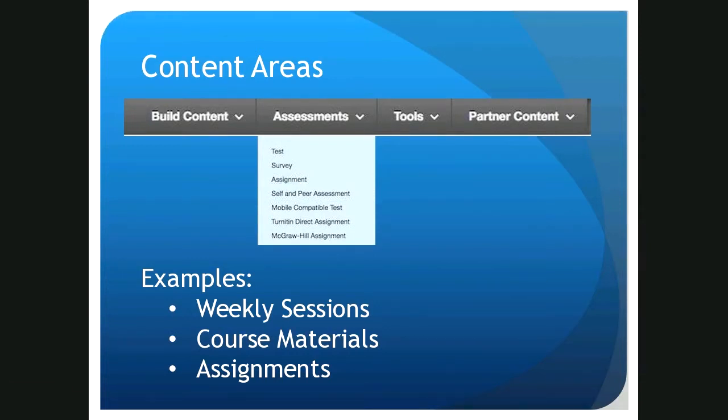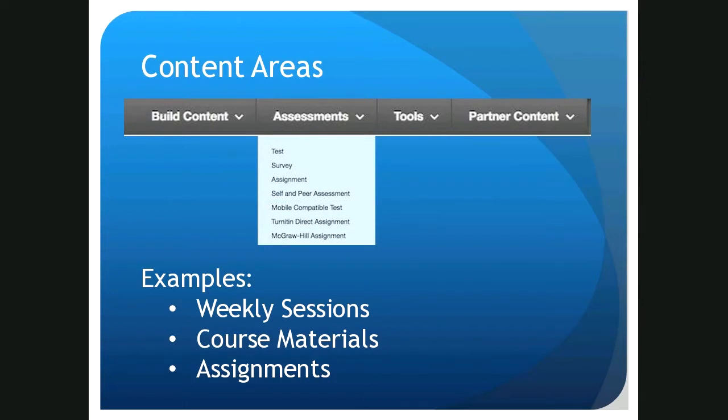When you present your assignments to students, you have some choices where to put it in your course, but those choices consist of putting it in any content area. Now you can tell a content area in a Blackboard course when you see this menu or this banner across the top of your screen that you're in. And you'll recognize this because you'll see build content, assessments, tools, and partner content. If you see that menu, you're in a content area and you can put an assignment there. If you don't see that, you can't put an assignment there.